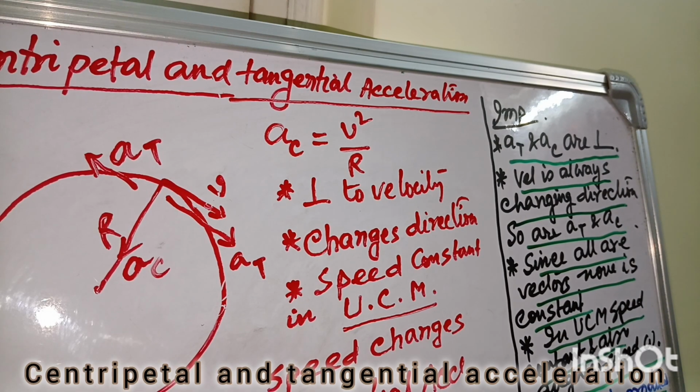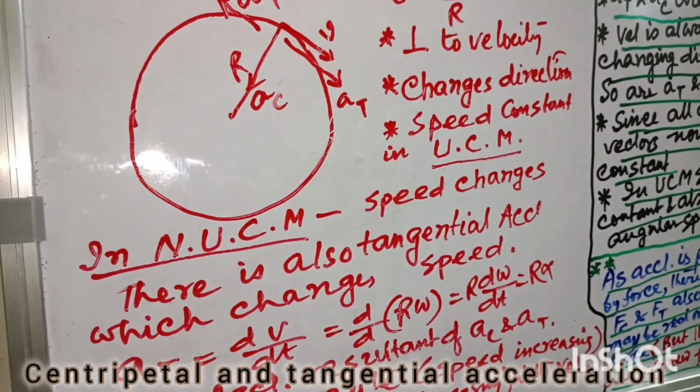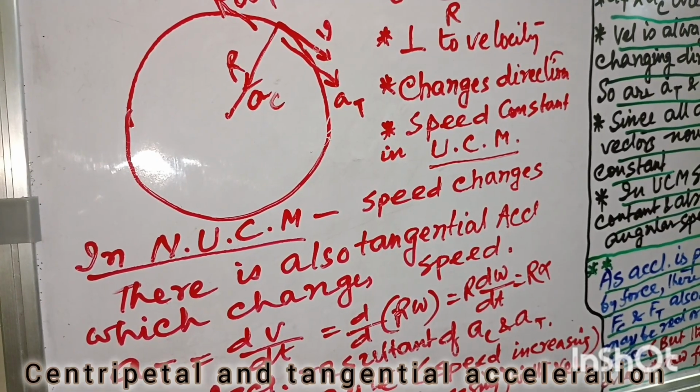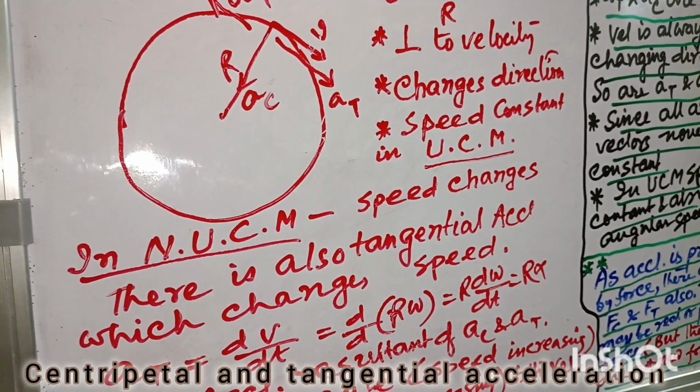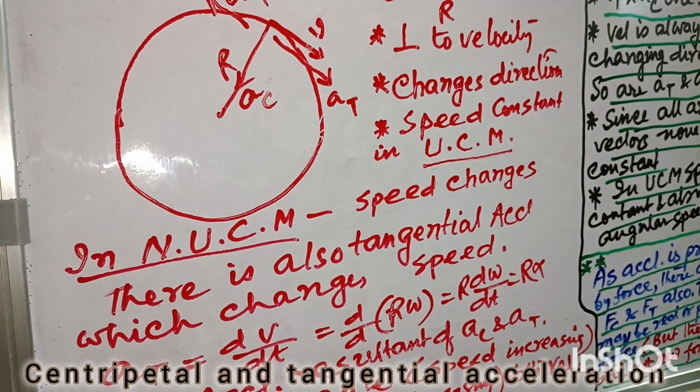Now if the motion becomes non-uniform circular motion, then speed is not constant. Speed changes, either increases or decreases. In that case, there is also another component of acceleration which is in the line of velocity. It may either increase or decrease the velocity. That is called tangential acceleration.